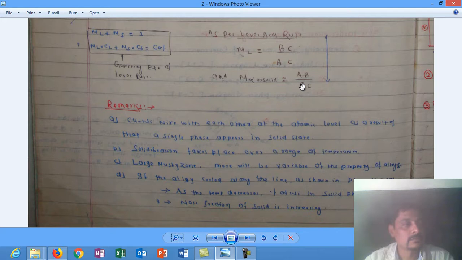can be mixed completely in solid and liquid phase. That means in liquid phase they are completely soluble, but in the solid phase also they are completely soluble. Why liquid phase is soluble is understandable, but in solid phase it's also completely soluble. That means copper and nickel mix with each other at atomic level. As a result, a single phase appears in solid phase. In liquid phase it appears as a single phase, which is not a surprise, but in solid phase it also appears as a single phase, because copper and nickel mix with each other at atomic level.